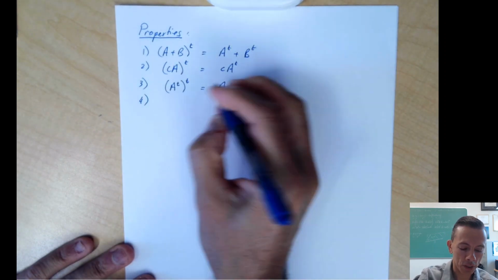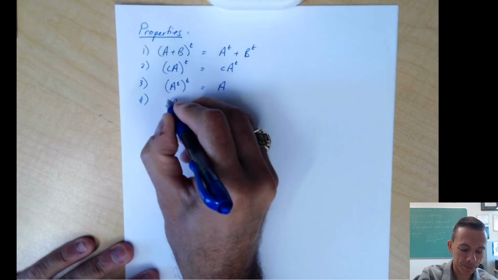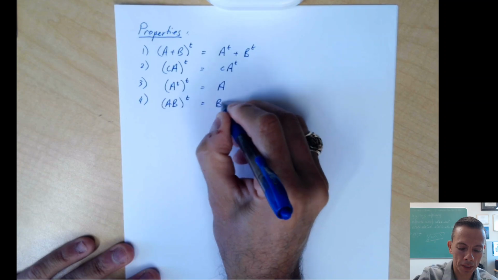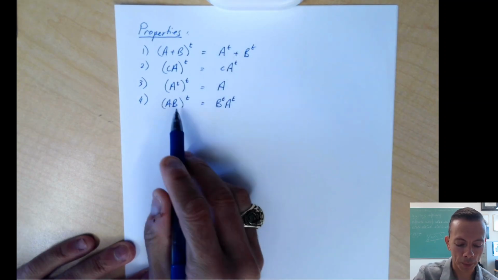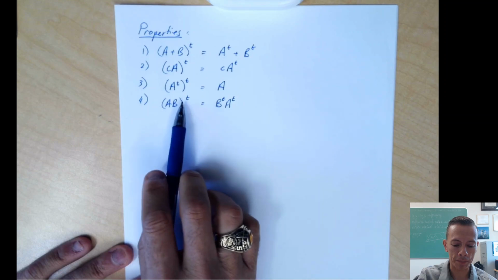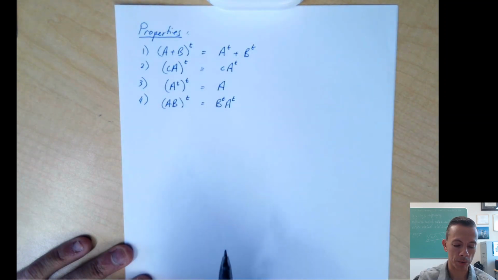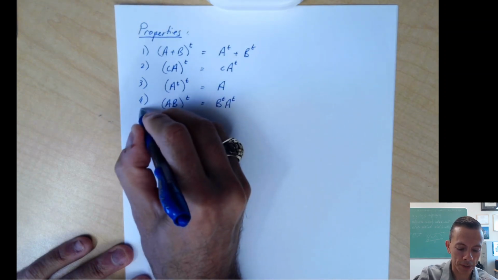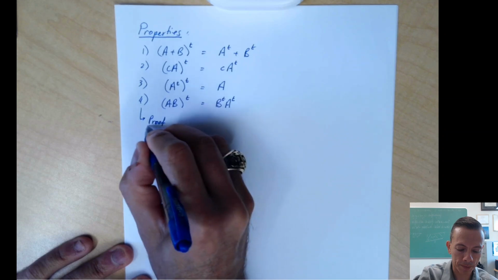The next one is not so obvious. A times B transpose is equal to B transpose times A transpose. So matrix multiplication becomes reversed when you distribute the transpose. This is the only one that I'll prove because this one here is the only one that is not obvious.